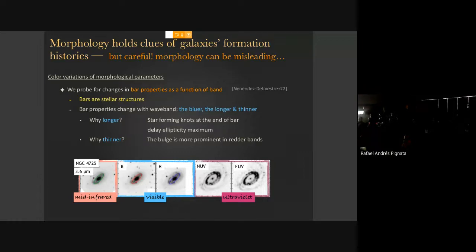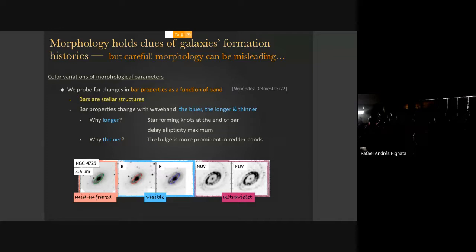In bluer bands, the bulge will not be as prominent. So the semi-minor axis of your ellipses will be limited by the size of your bulge. So if you're looking in redder bands, then you'll have a bigger bulge, kind of limiting how thin you can measure your bar to be.